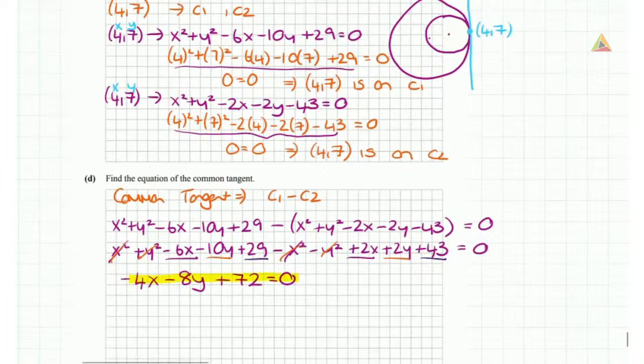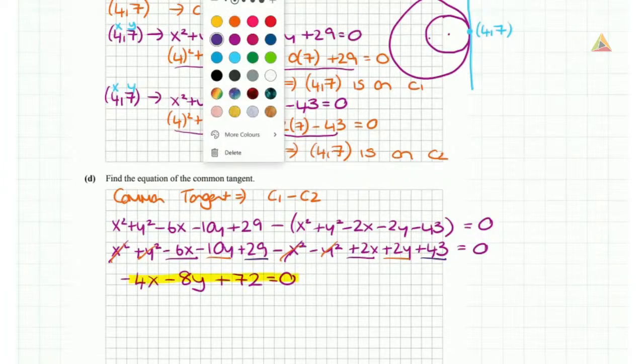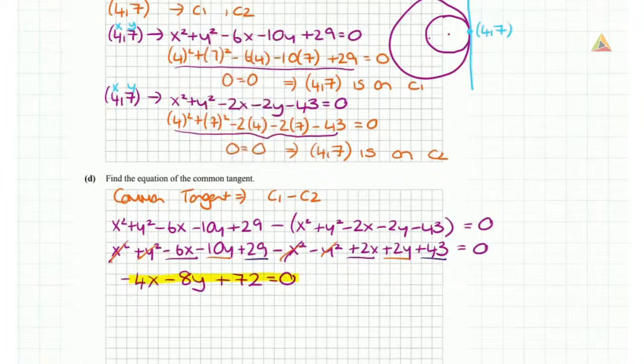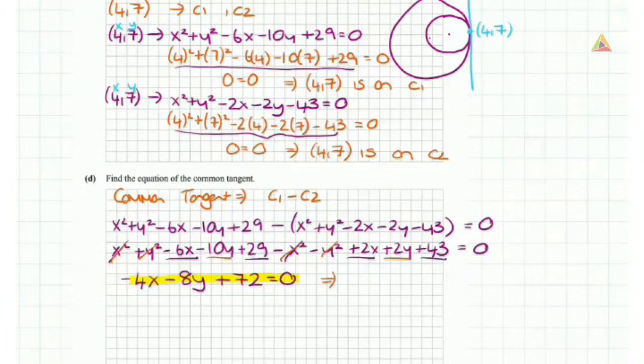Now, hopefully you see that you can actually divide across here by 4. So 4 will divide into all 3 terms. And we can multiply or divide by minus 4, I suppose, or multiply across by minus 1 at the end. So in simpler terms, we should be getting x plus 2y minus 18 equals 0 for that one. Okay, and it's as simple as that.